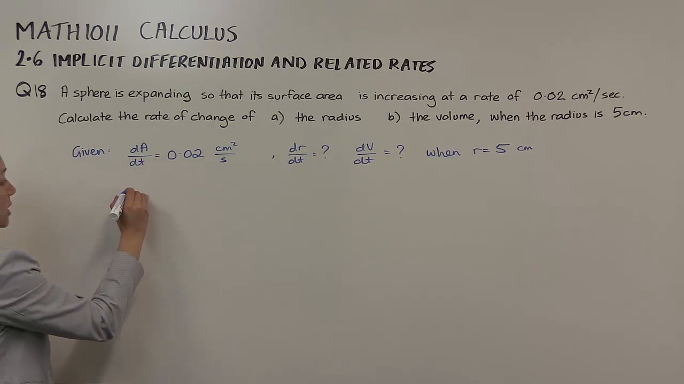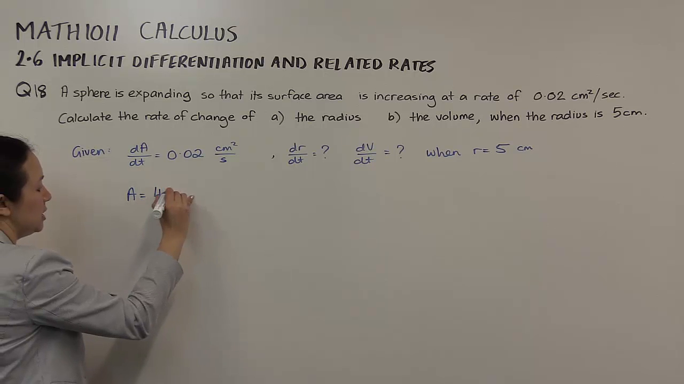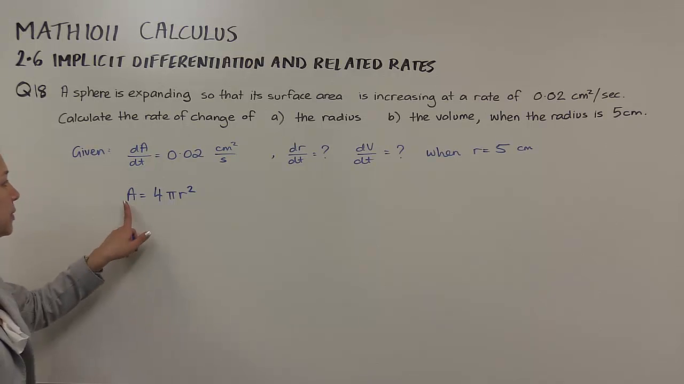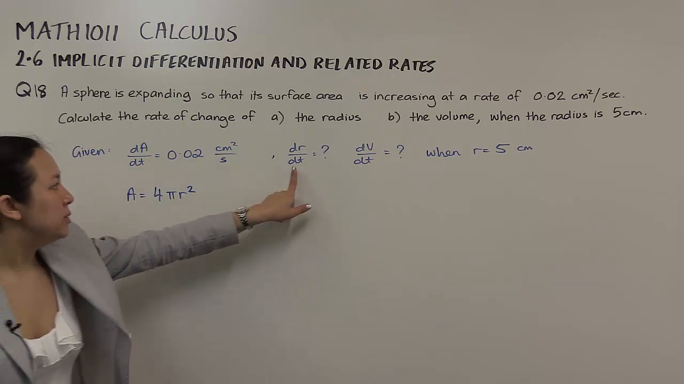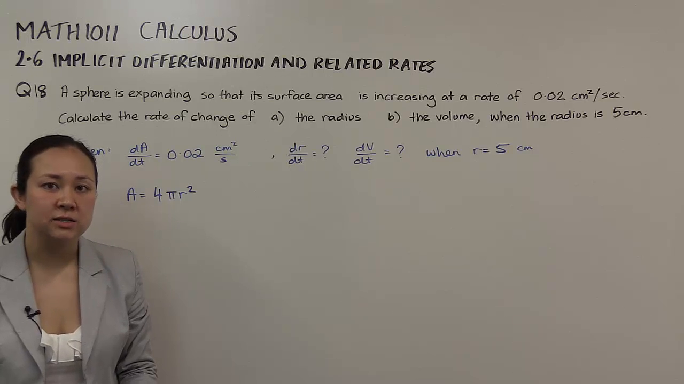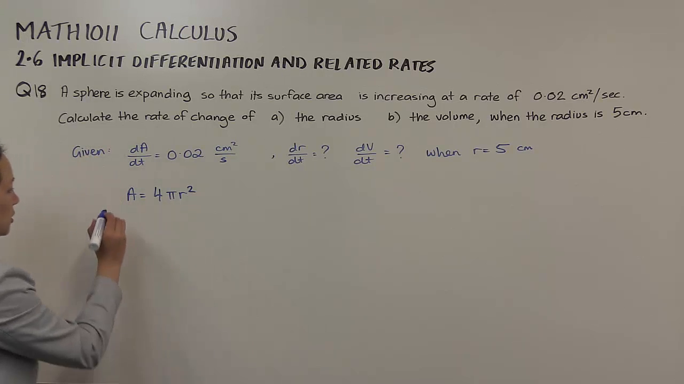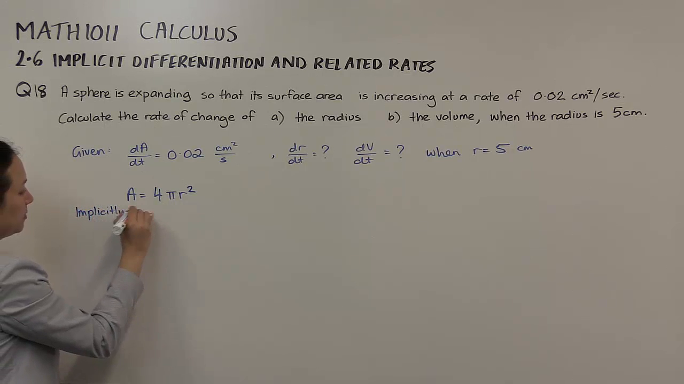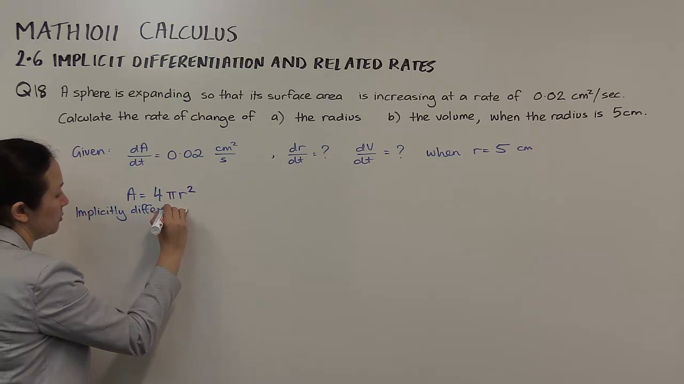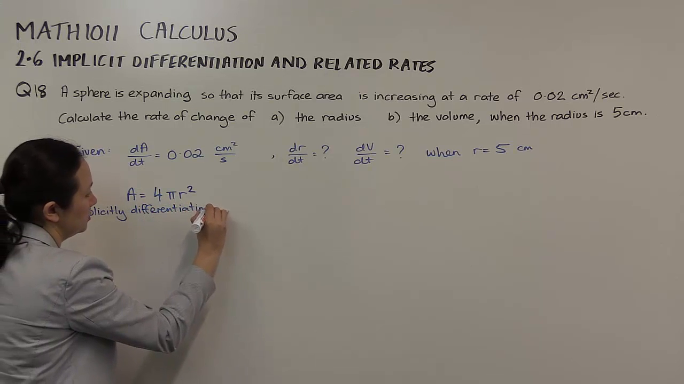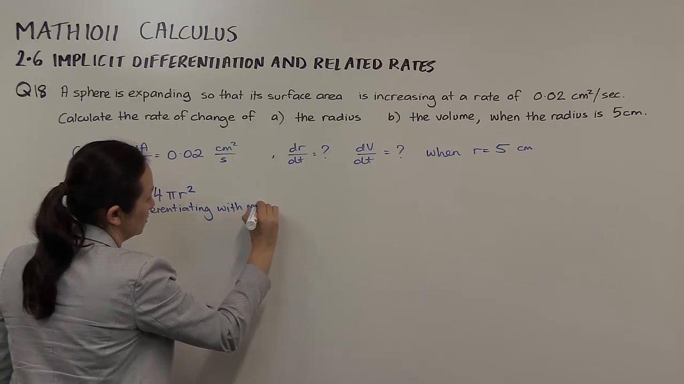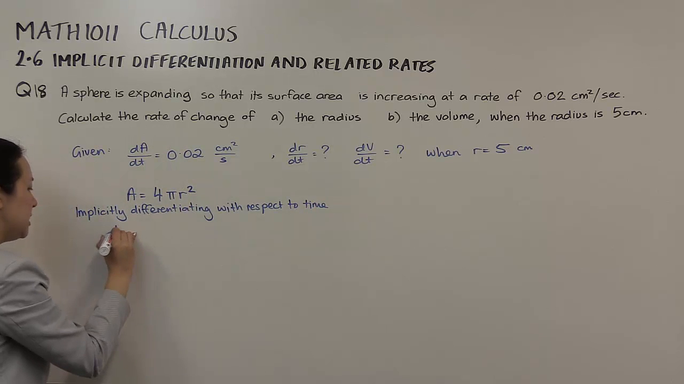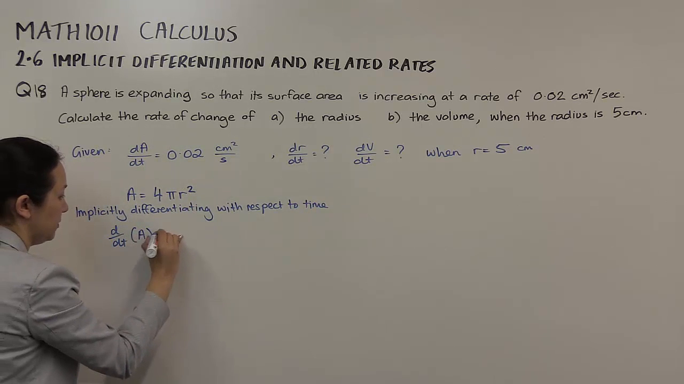We know that the surface area of a sphere is given by 4 pi r squared. That is always true. To have an equation that links dA/dt with dr/dt, we're going to implicitly differentiate this with respect to time. So let's write that in words: implicitly differentiating with respect to time. In other words, we're finding d/dt of both sides here.